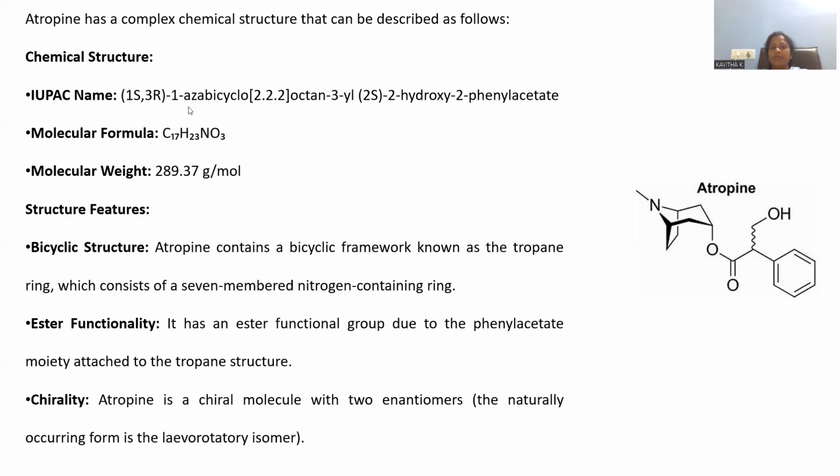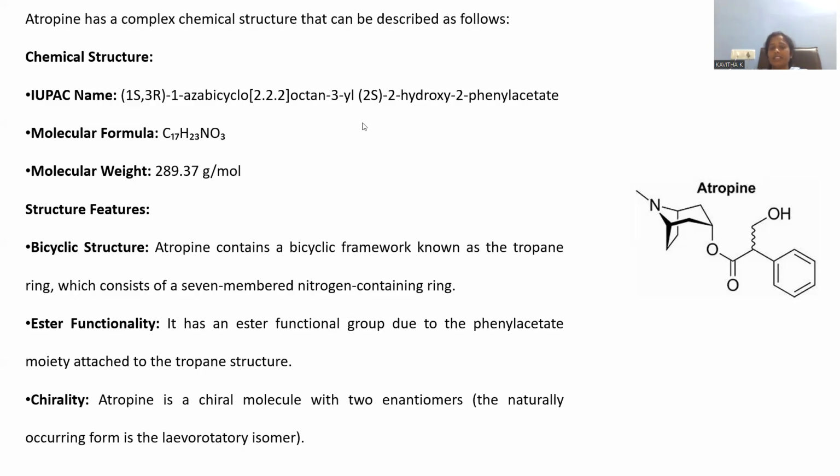1S, 3R, 1-aza. Aza denotes nitrogen, and bicyclo, 2 ring systems. If fused, that is called bicyclo. And [2.2.2]octane. All the rings are composed of 8 units of carbon, so we can say octane. 3-yl is present. Yl denotes what? Our attachment center will be there.